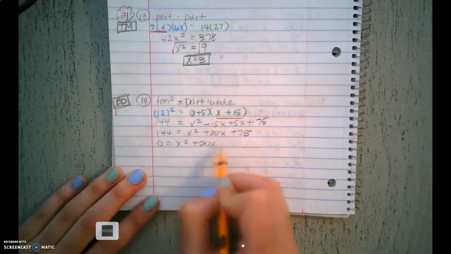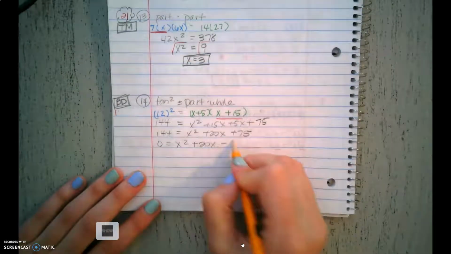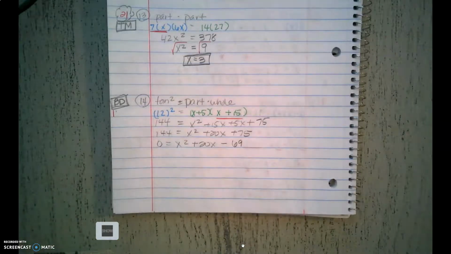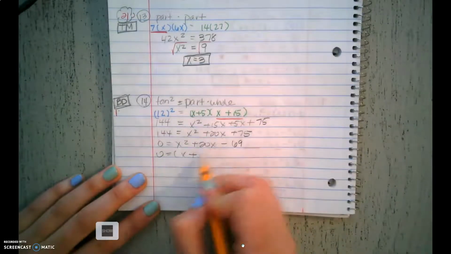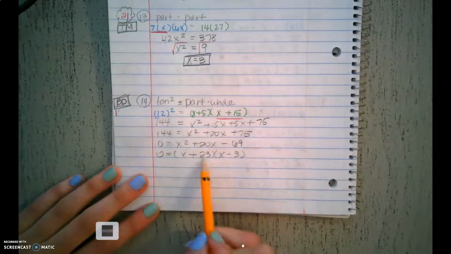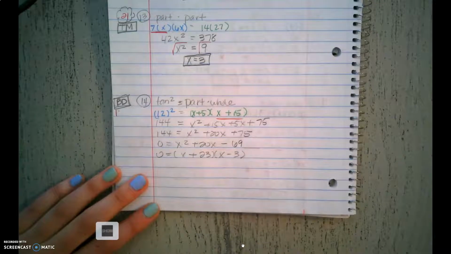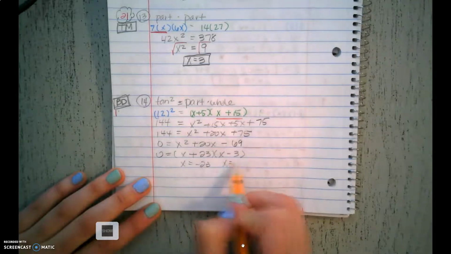And it's 20x minus, and then 75 minus 144, negative 69. So we're looking to see what could multiply to be 69 and still add up to be 20. And we're going to do 3 and 23. And it's going to be x plus 23 and x minus 3. Okay, so I can add those together to get 20, multiply to get 69. And my solutions are x equals negative 23 and x equals 3.